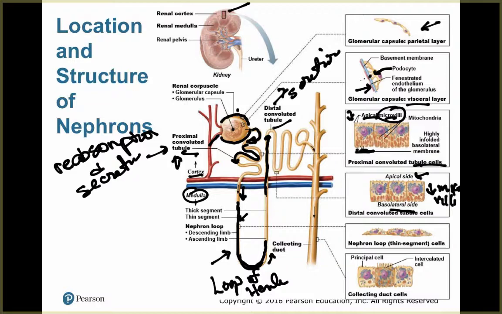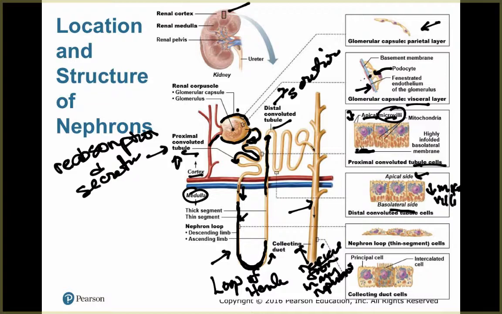And then this last part here is the collecting duct. And so this is going to receive filtrate from many nephrons. Let me write that on here. Receive from many nephrons. I think I said neurons. I'm sorry about that. Nephrons, right?